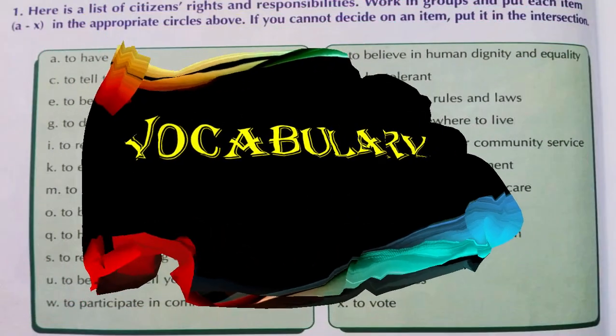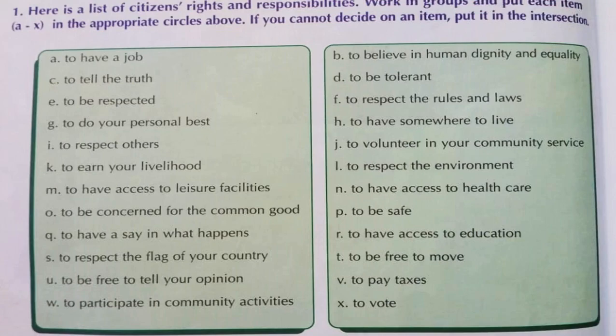Let's start with vocabulary. Alright, so here is a list of citizens' rights and responsibilities. Work in groups and put each item A to X in the appropriate circle above. If you cannot decide on an item, put it in the intersection.